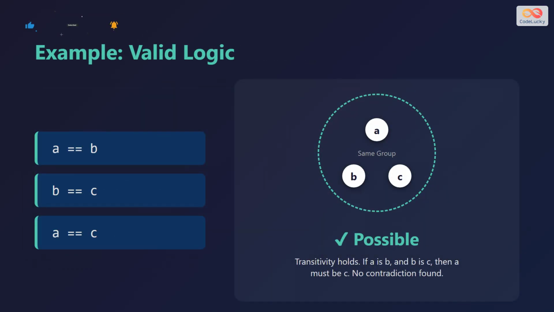Here is a valid example. We have a equals b, b equals c, and a equals c. This logic is perfectly sound. Because equality is transitive, if A is connected to B and B is connected to C, then A must be connected to C. All three variables form a single connected group, and there are no rules breaking this.